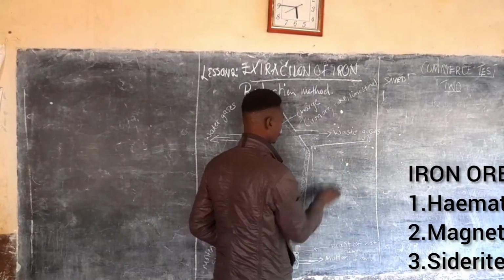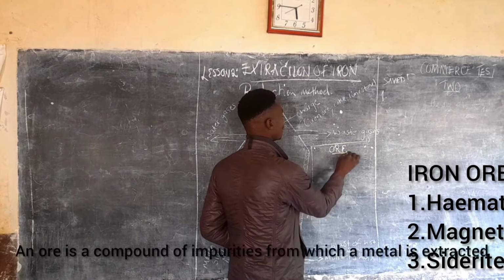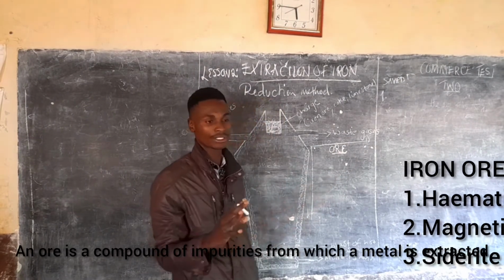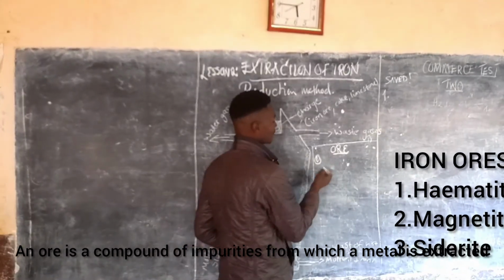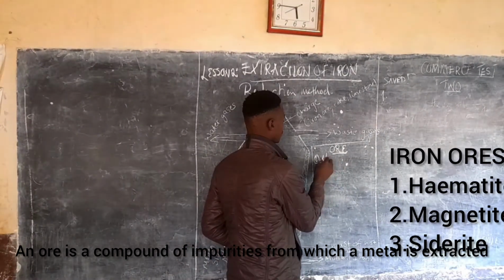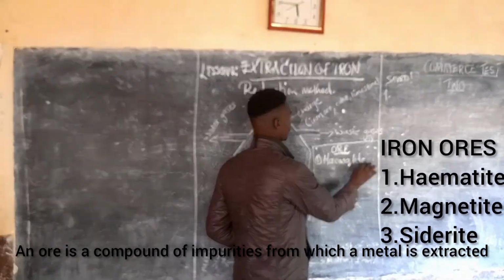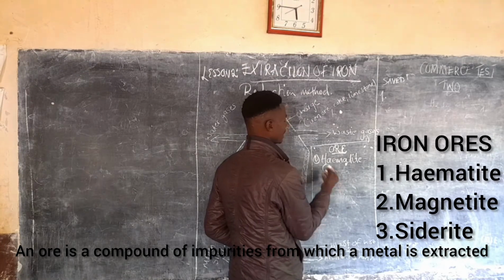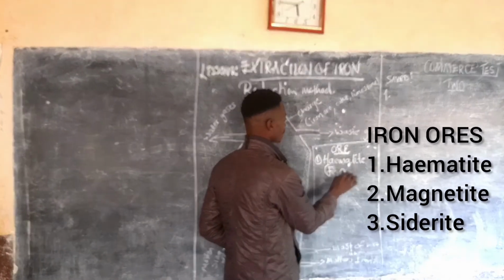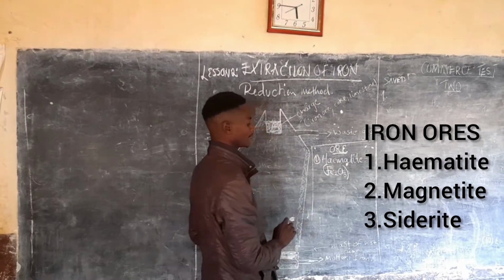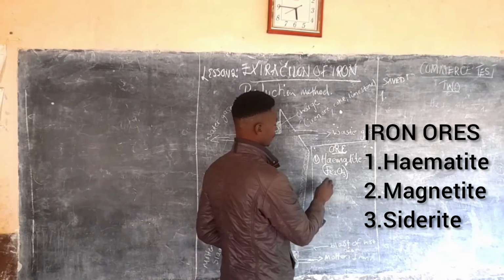Now, there are basically 3 ores of iron. Remember, an ore is a compound with impurities from which a metal is extracted. So the first ore is called hematite. Hematite is iron 3 oxide, Fe2O3.